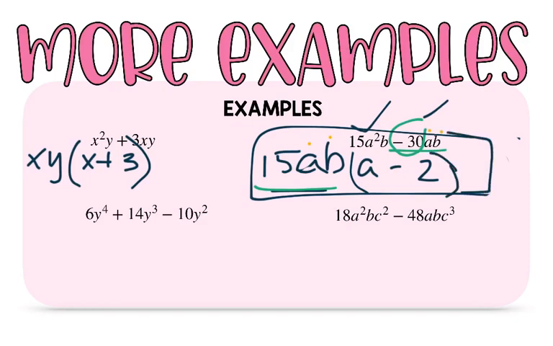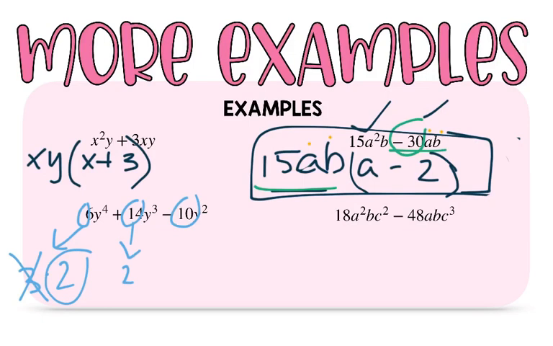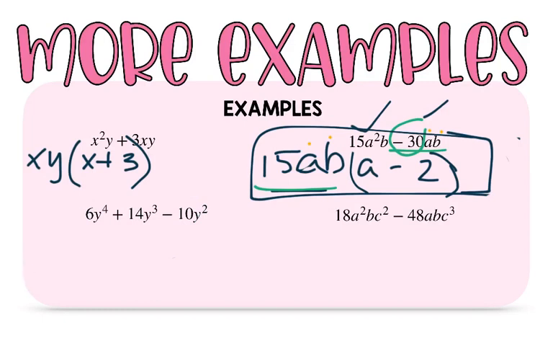All right, and let's look at the third one. The numbers I have are 6, 14, and 10. So what number can come out of all of these? Well, factors of 6 are 3 and 2. For 14, let's see, 14 doesn't divide by 3, but it does divide by 2, so that one's working so far. And 10 also divides by 2. So as far as the numbers go, I can take out a 2 from all of those. And then let's look at the letters. I have y to the 4th here, y cubed here, and y squared here. That means I can take out y squared from all of them. And what would be left?